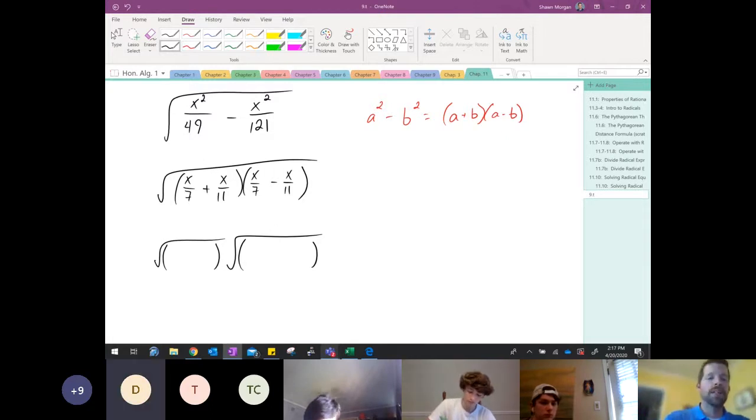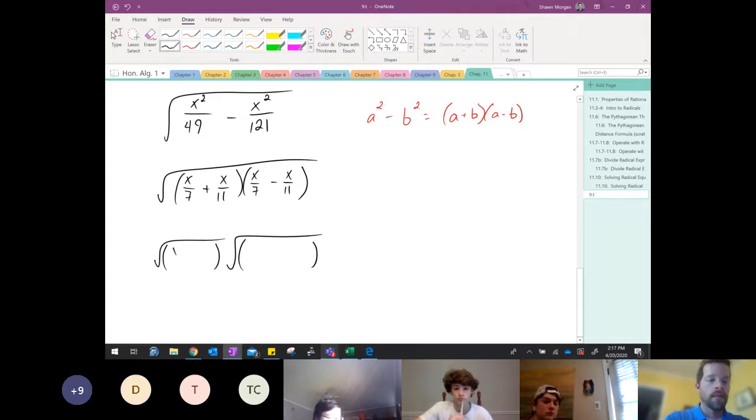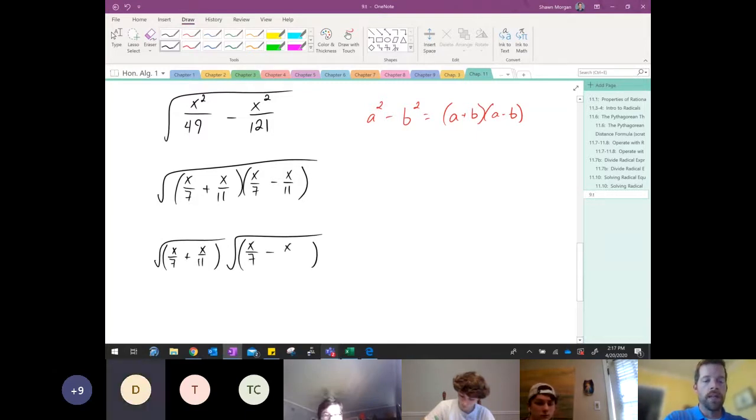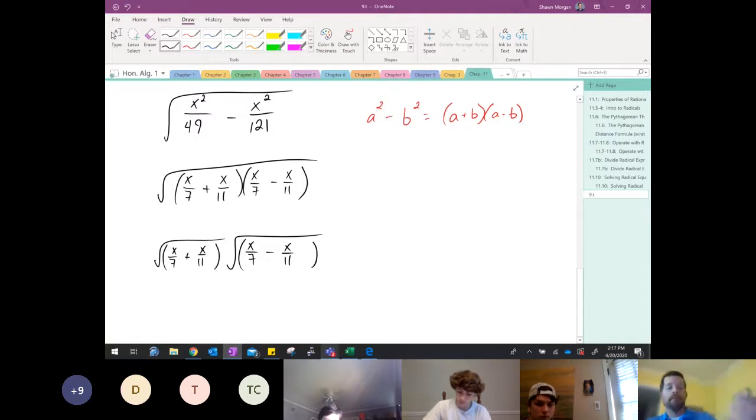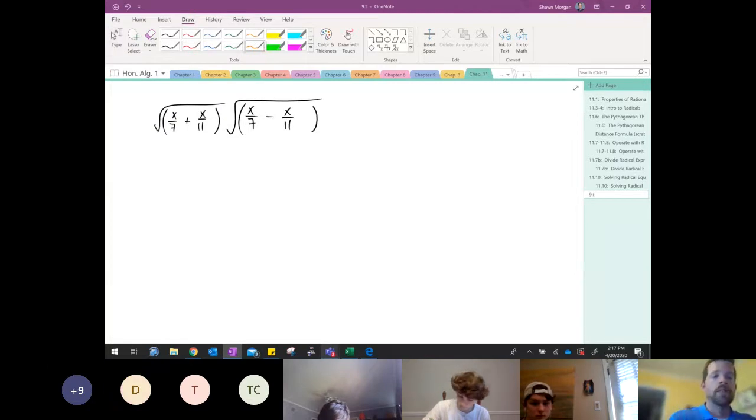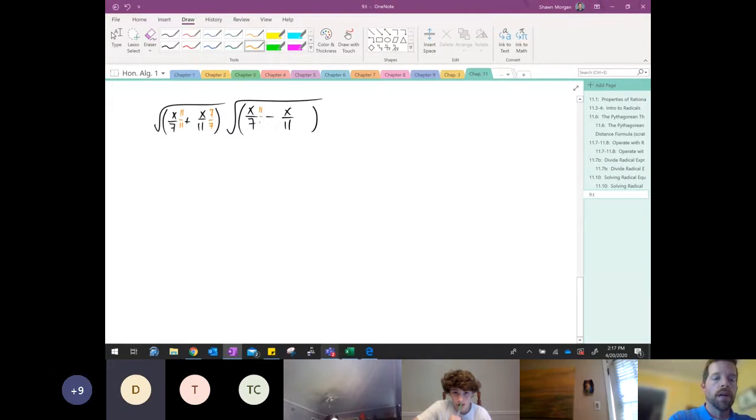Now, once you've split up the two radicals here, what do we got? x over 7 plus x over 11, and x over 7 minus x over 11. Now I'm thinking, okay, let's combine like terms. Let's get a common denominator. This is one of the reasons why this is in that section. Let's multiply this one by 11 over 11, this one by 7 over 7, and then similarly on the other factor, 11 over 11 and 7 over 7, so that we can get our common denominators.